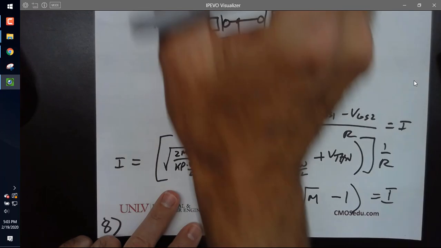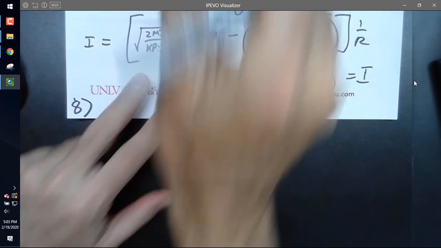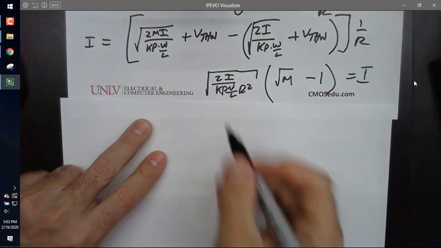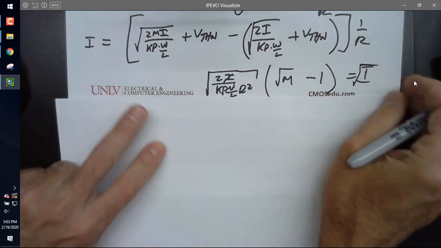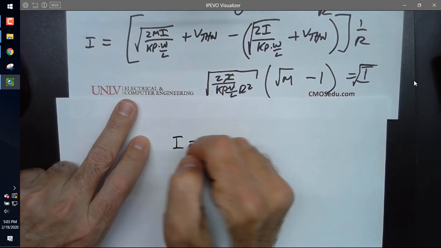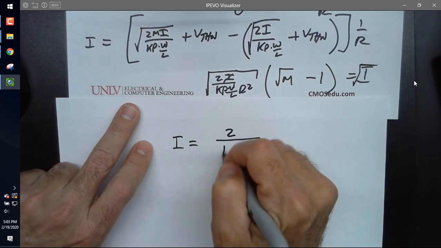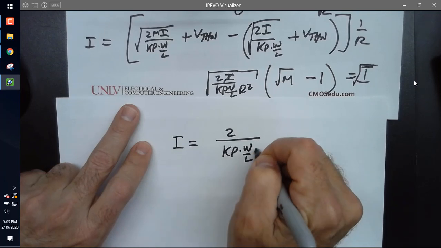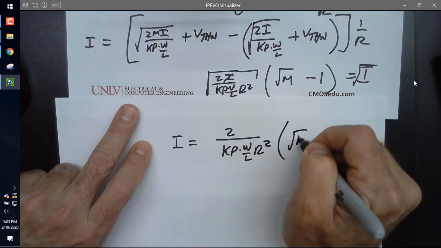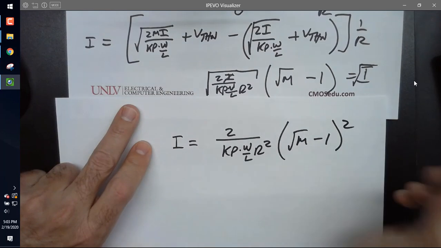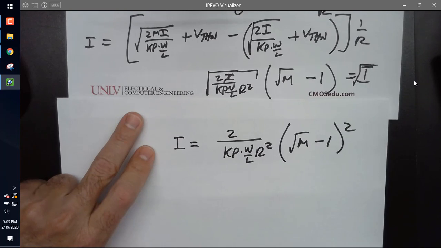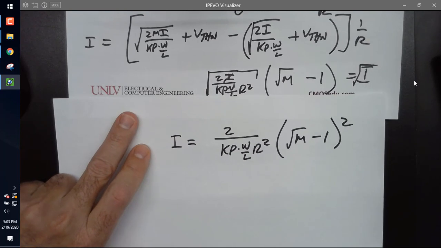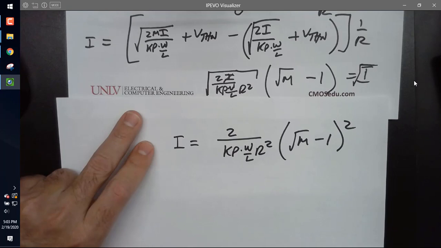All right. And then I can cancel the I, and this will be the square root of I. Square both sides, and I get I equals 2 over Kp times W over L R squared times the square root of M minus 1, squared. So can M be equal to 1? It can't be if you want a current, right? Same thing in the other.